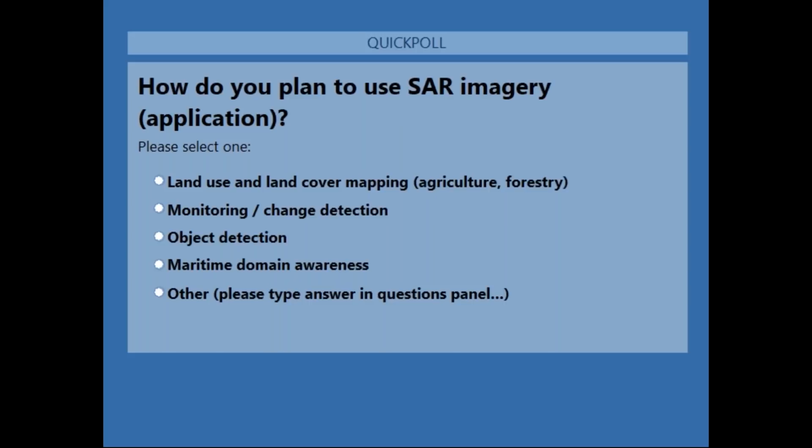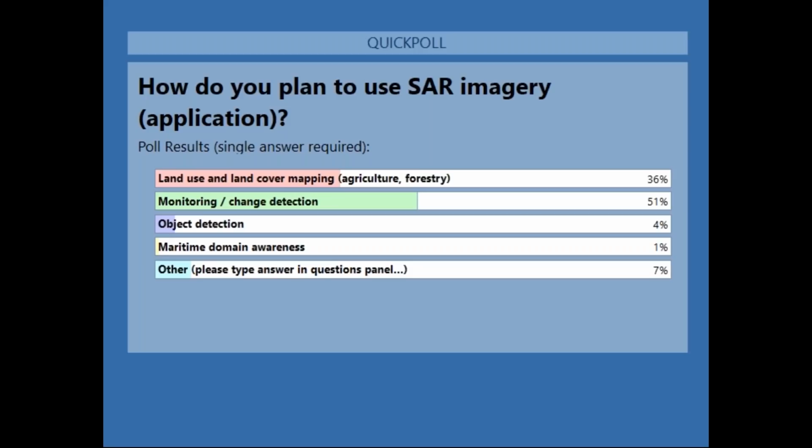So it looks like the majority of you voted. I'm going to close that down in 3, 2, 1. And I'll just share those results with you as well. So you can see that quite a few of you are doing monitoring or change detection. Of course, radar is very well suited for that because it can collect data through clouds and day or night. And then the next kind of group is looking at land use land cover mapping.